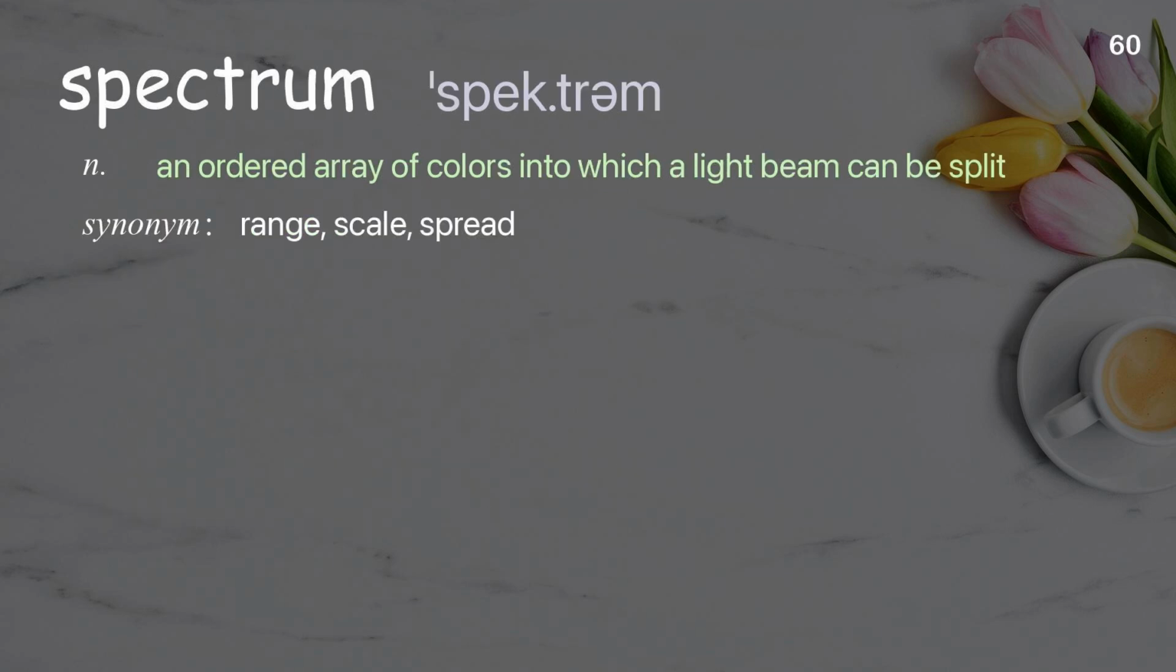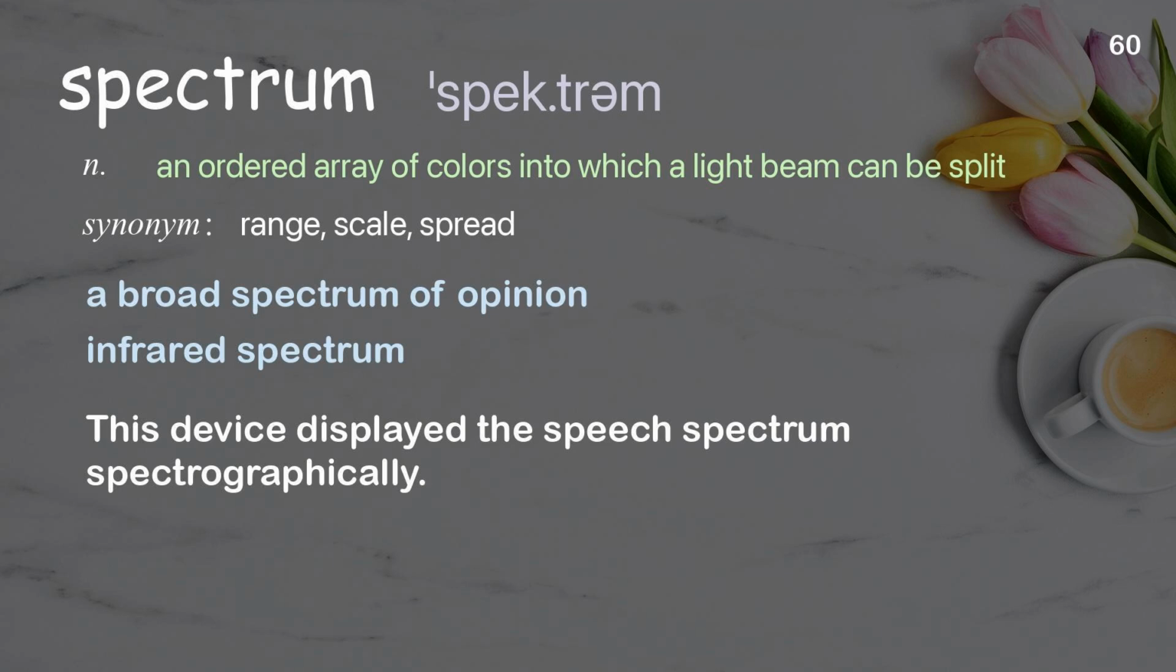Spectrum. An ordered array of colors into which a light beam can be split. Examples: A broad spectrum of opinion. Infrared spectrum. This device displayed the speech spectrum spectrographically.